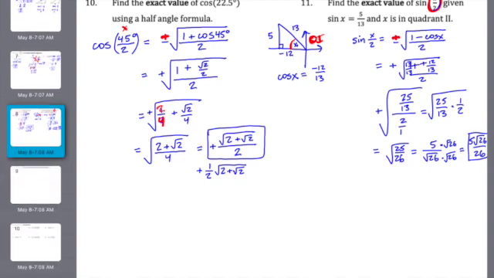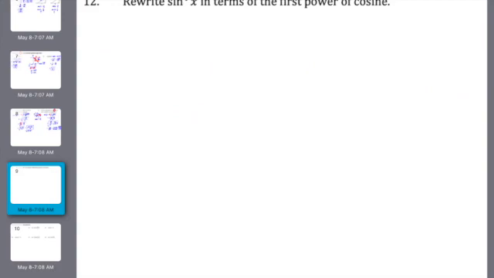All right, let's move on to number 12. And we've done a problem very similar to this a couple of times in class. We're going to rewrite this in terms of the first power of cosine. So first thing I need to do is write this as sine squared times sine squared. And then we can use that lowering power formula for cosine, which says 1 minus cosine of 2x over 2 times 1 minus cosine of 2x over 2.